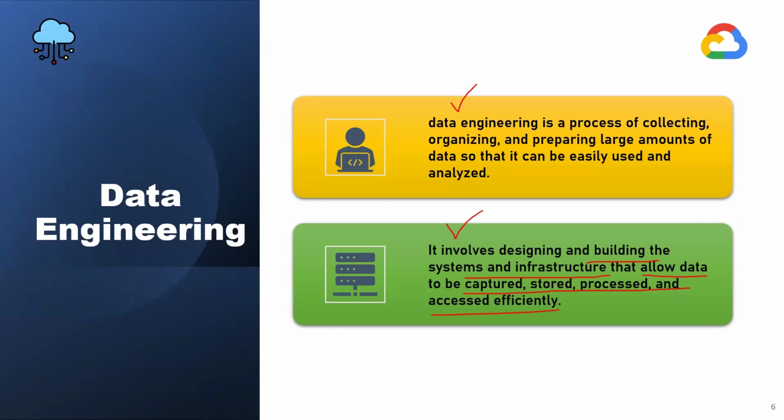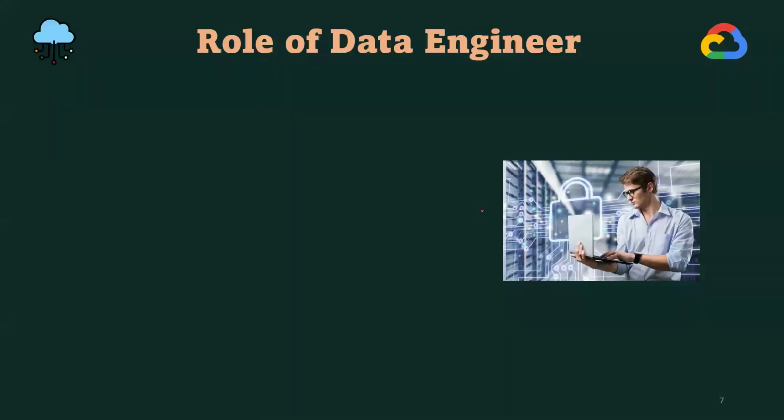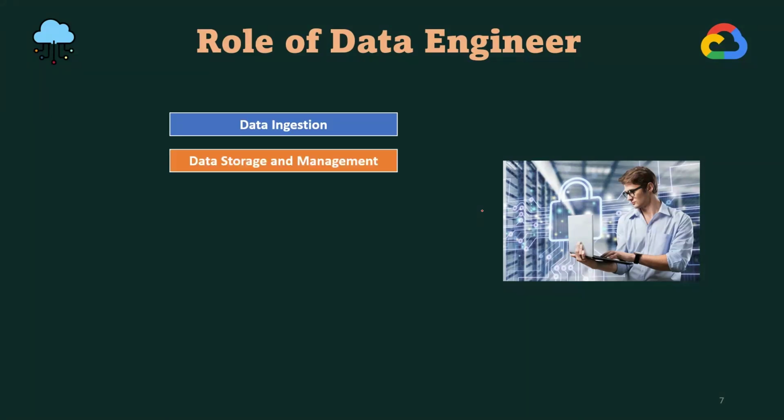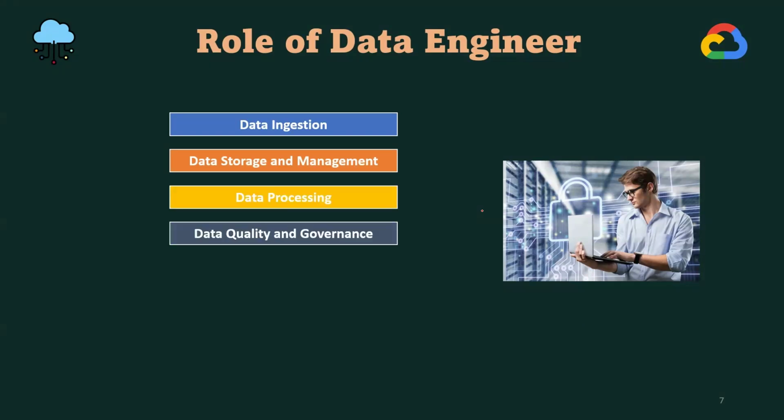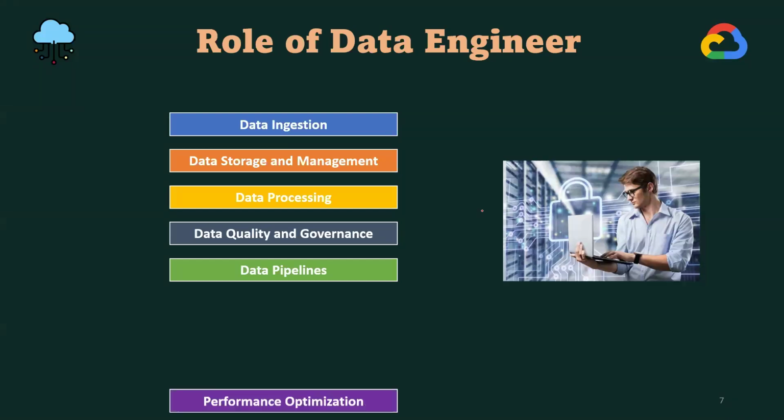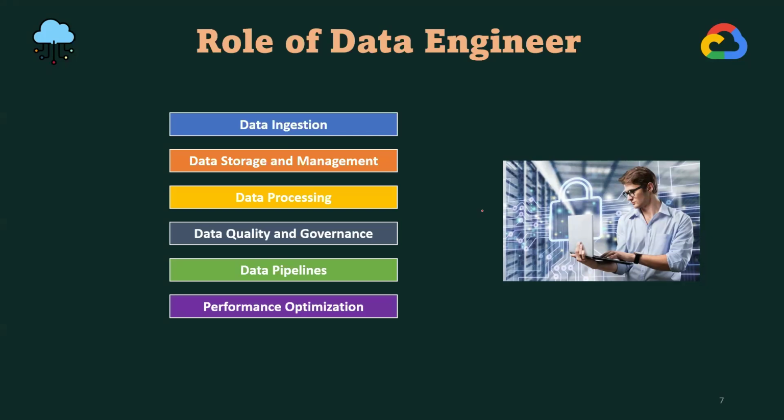Okay. Sir, what is the role of a data engineer then? If you ask me, the role of a data engineer is that he may have to work on data ingestion. He should have good knowledge of data ingestion and of data storage and management. One data engineer may work on data ingestion, one on data storage and management, one on data processing, one on data quality and governance, one on data pipeline creation, one on performance optimization, or one on monitoring and maintenance.